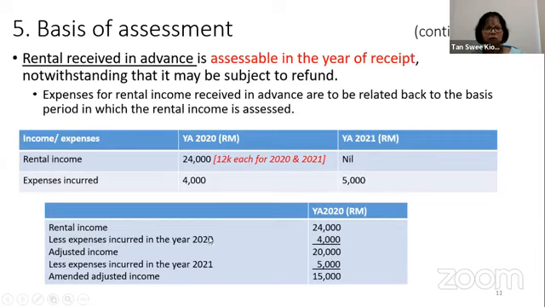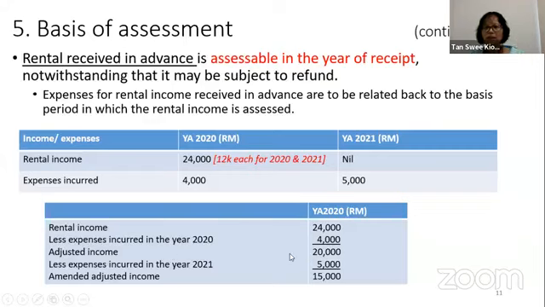We look at the solution to calculate. When you submit your rental income to income tax, you have to declare the rental income received in advance. It is taxable in the year you receive it. So in year 2020, you receive rental income for 2020 and 2021. Declare it together. Expenses incurred in year 2020, 4,000, you minus it. Expenses related to your rental income are offset against your rental income, and only the net rental income is subject to tax. So 20,000 is your adjusted income.